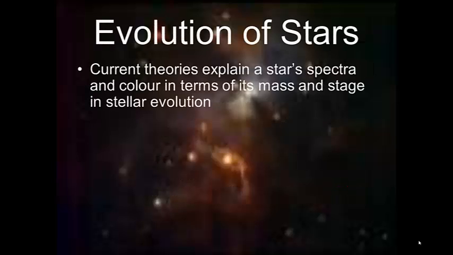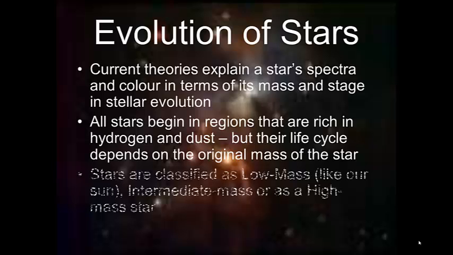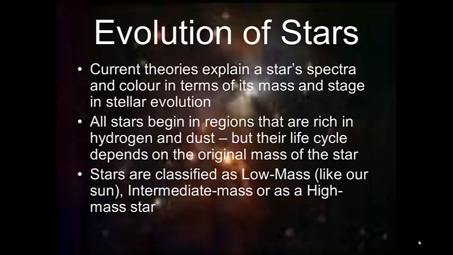The evolution of stars. Current theories explain a star's spectra and color in terms of its mass and stage in stellar evolution. All stars begin in regions that are rich in hydrogen and dust, but their life cycles depend on the original mass of the star. Stars are classified as either low mass, like our sun, intermediate mass, or high mass.